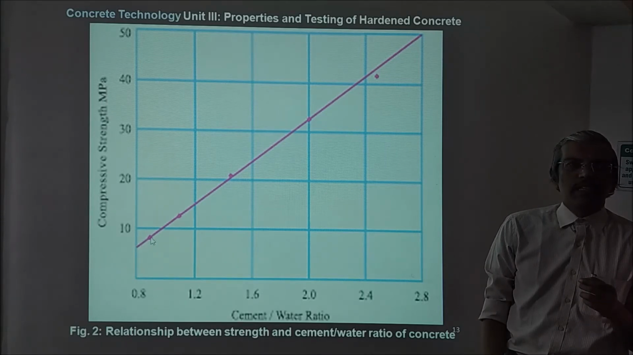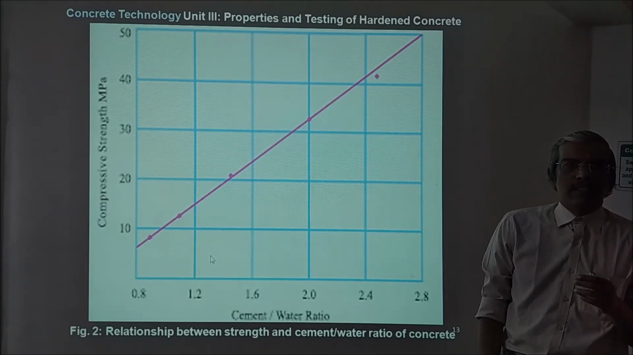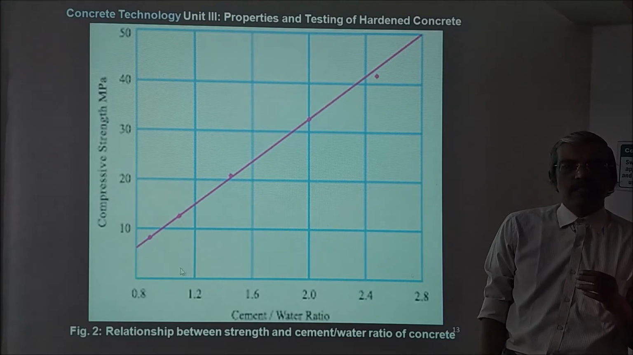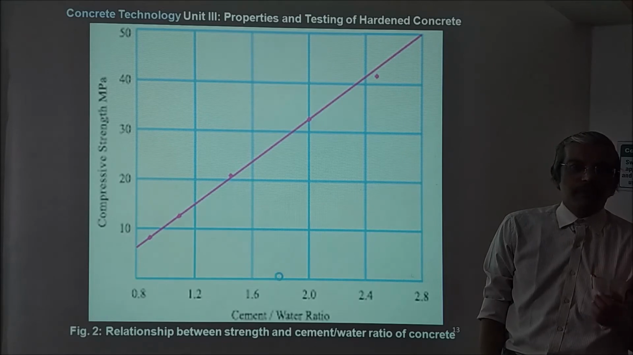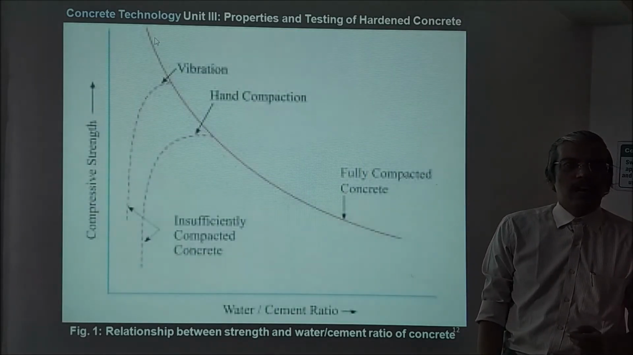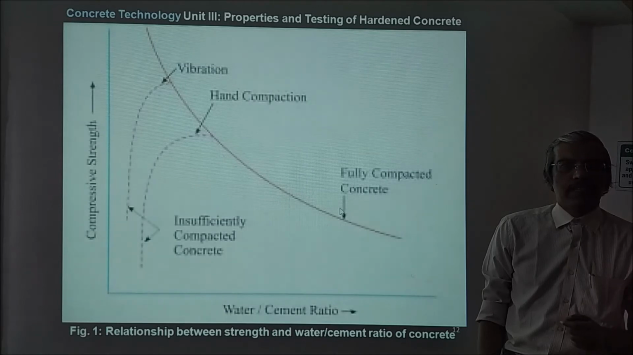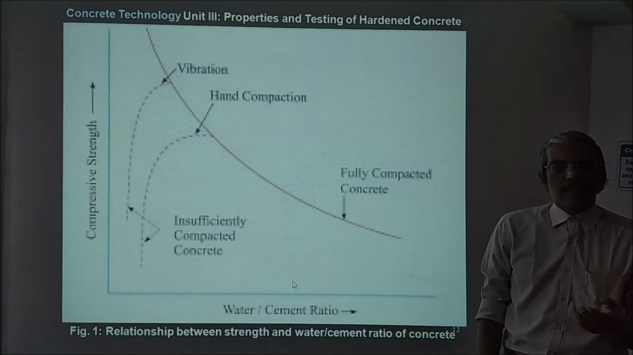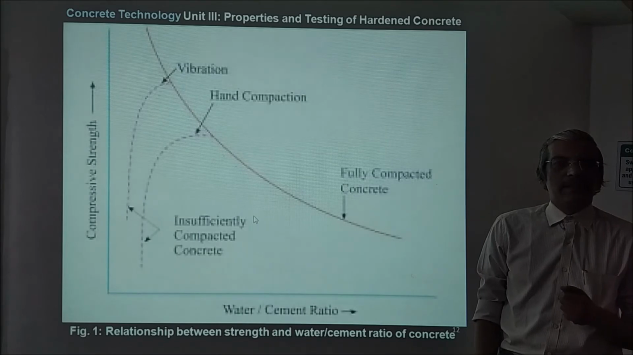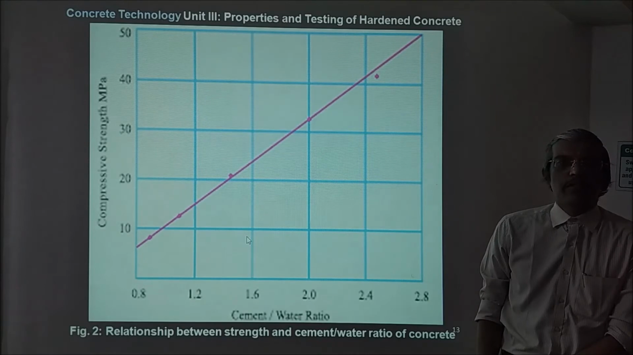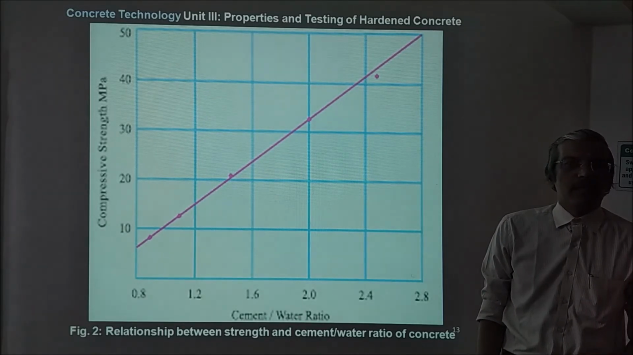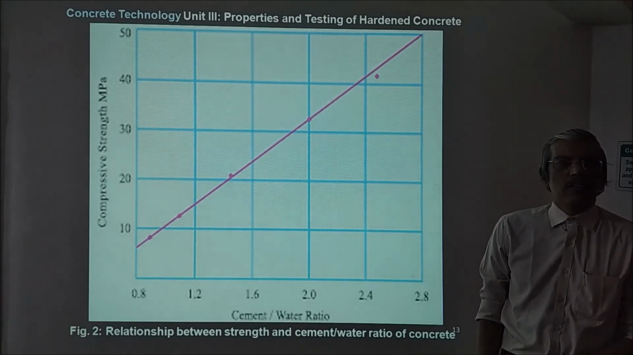So here we can see it is the straight line. So here we can get the compressive strength with respect to the cement water ratio. In previous figure if we see, it is hyperbolic, and because of that it is not so easy to predict the compressive strength. If we consider the cement water ratio, it will give the fairly good compressive strength of the concrete.